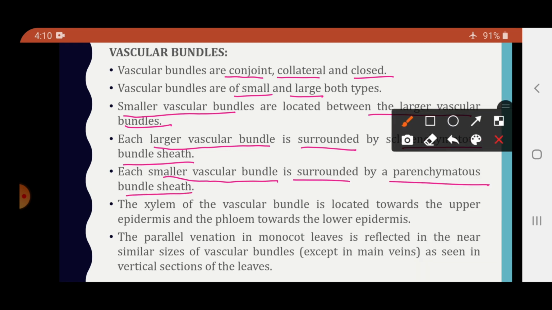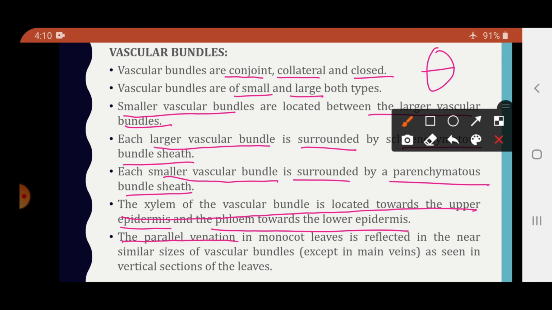Each larger vascular bundle is surrounded by the sclerenchymatous bundle sheath, whereas a smaller vascular bundle is surrounded by the parenchymatous bundle sheath. The xylem of the vascular bundle is located towards upper epidermis and phloem is located towards the lower epidermis. कैसे vascular bundle है, conjoint and closed, यानी xylem and phloem occur at the same radius and in between them cambium will be absent.